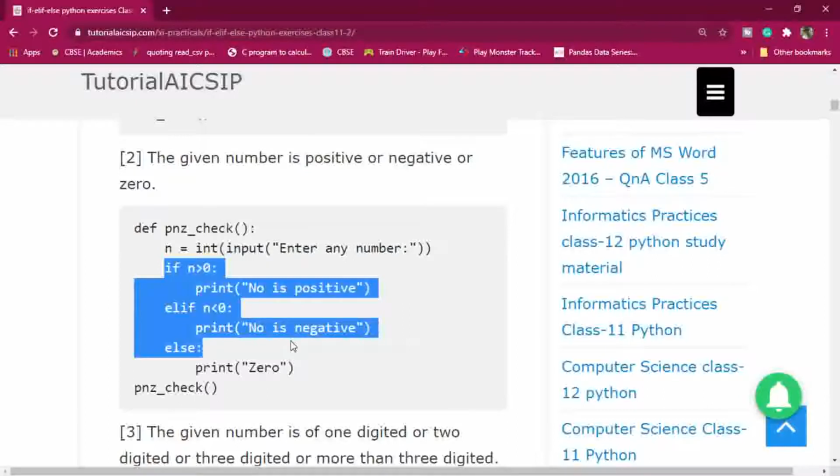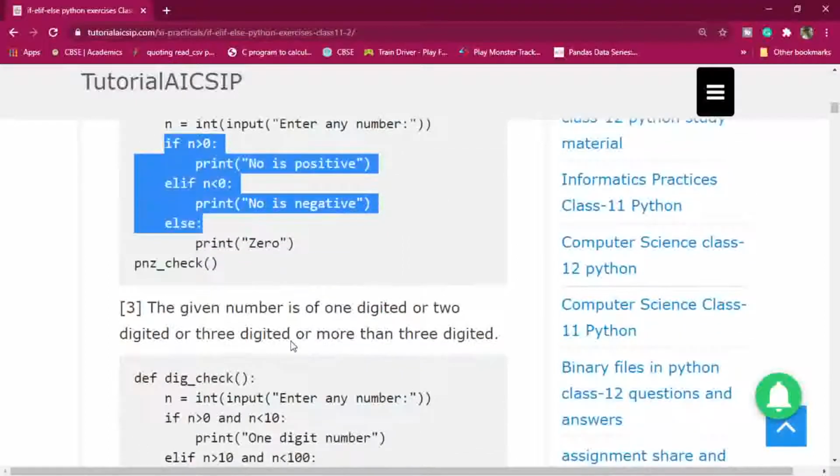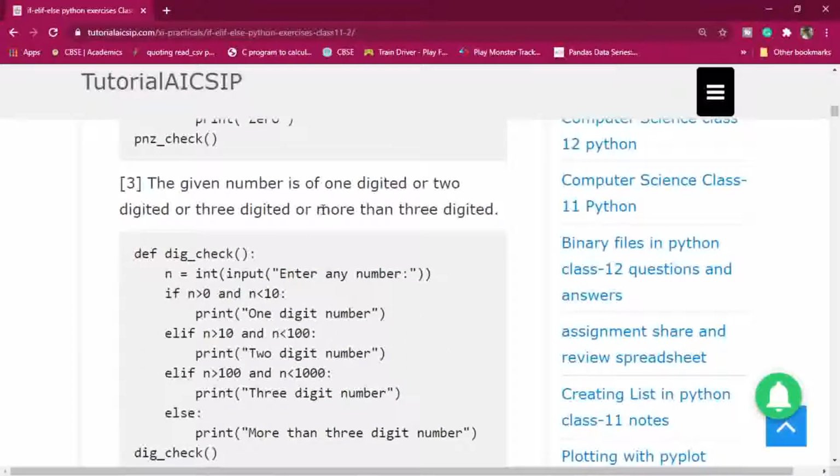The next program: here you can see, check whether the given number is 1 digit, 2 digit, 3 digit or more than 3 digits. So here we are going to check if the number is 1 digit. The second possibility is that the number is 2 digit. The third possibility is that the number is a 3 digit number or more than 3 digit number. So here we have 1, 2, 3, then 4 possibilities, so we will extend the if, elif, else like that.